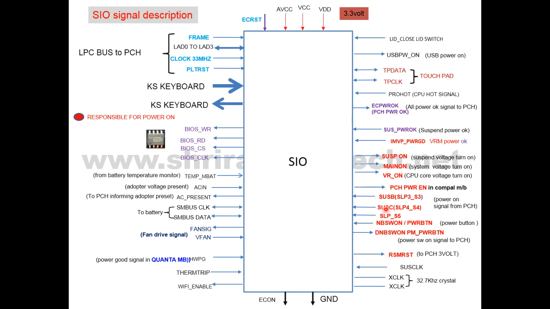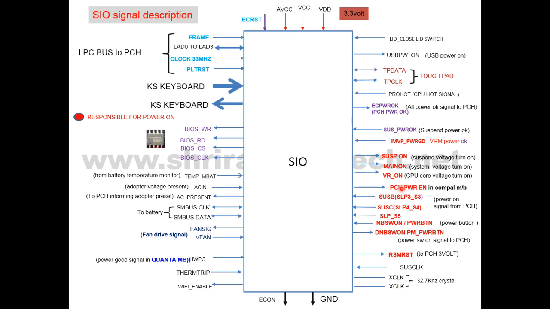Then SLPS5, SLPS3 and SLPS4, these are the 3 sleep wake up signals, input to the SIO. The SLPS5 signal is normally generated to turn on the always voltage. The SLPS4 signal normally turns on the RAM voltage, and the SLPS3 signal normally turns on the system voltage and the CPU core voltage, like that.